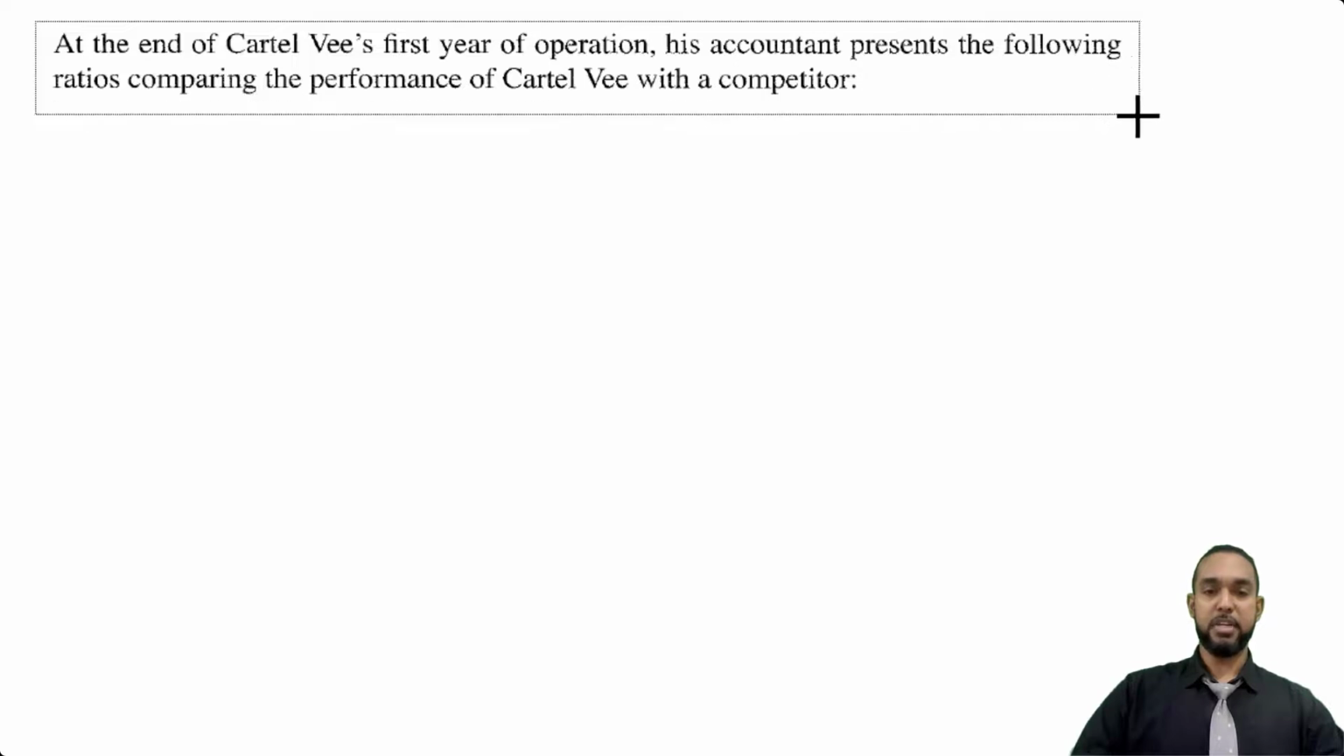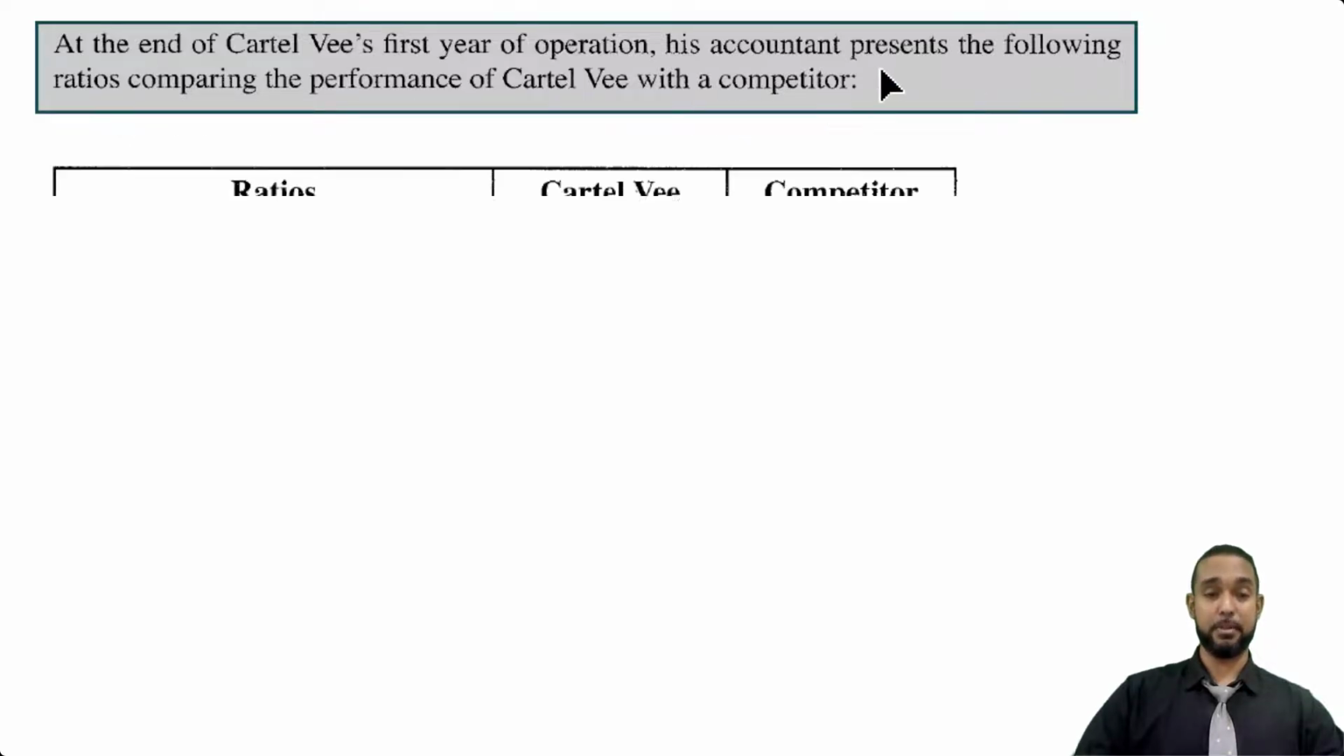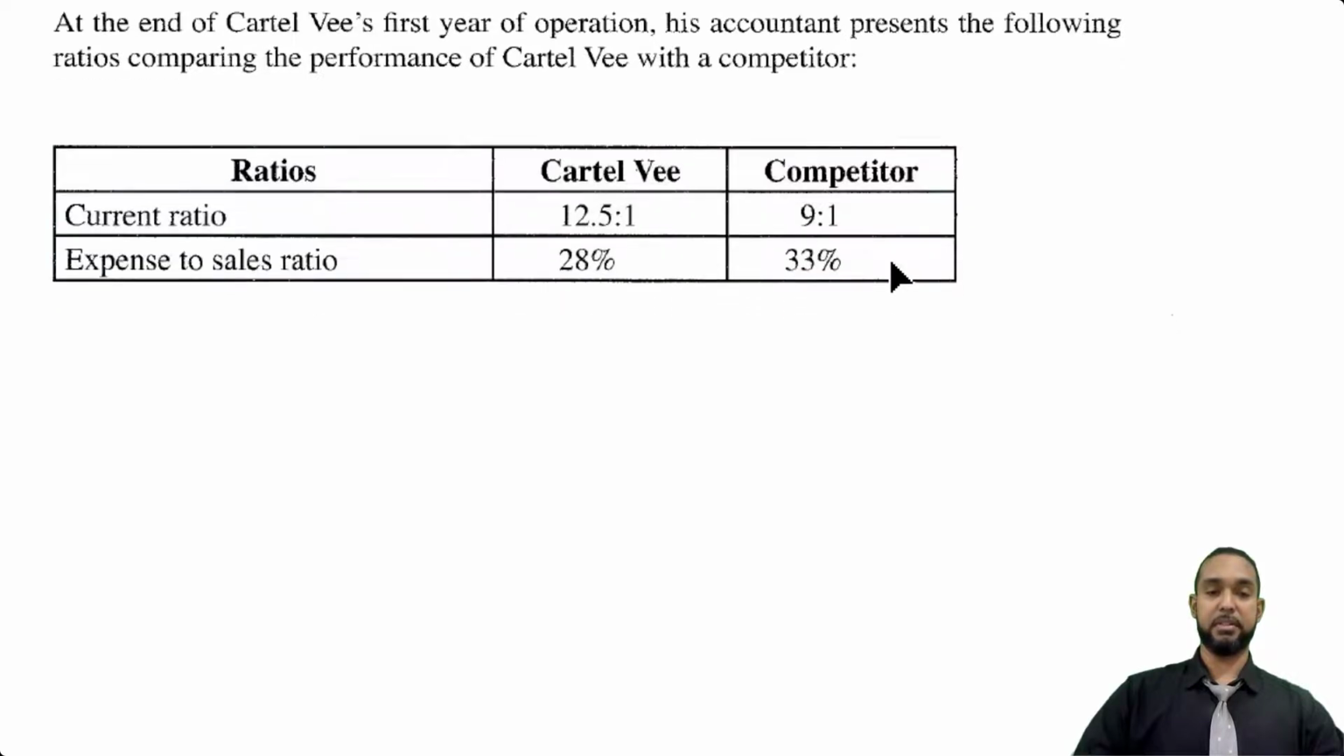Part B reads, at the end of Cartel V's first year of operation, his accountant presents the following ratios comparing the performance of Cartel V with a competitor. We have a nice little table here showing two ratios, so we had no calculations to do. Current ratio: Cartel V 12.5 to 1, competitor 9 to 1. Expense to sales ratio: 28% for Cartel V, 33% for competitor.